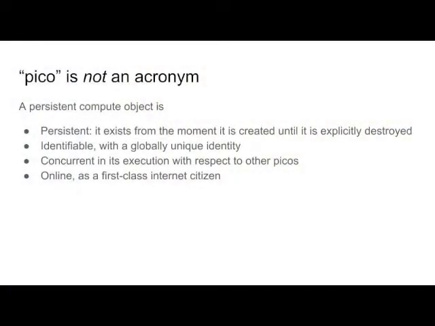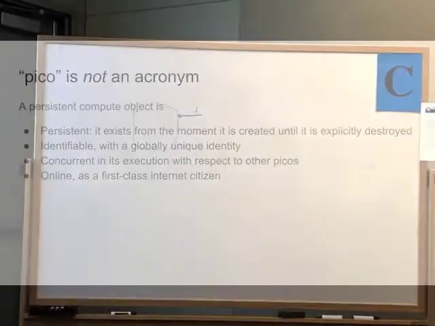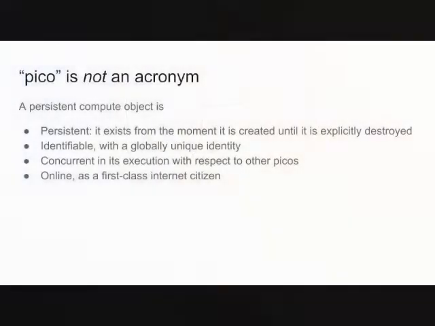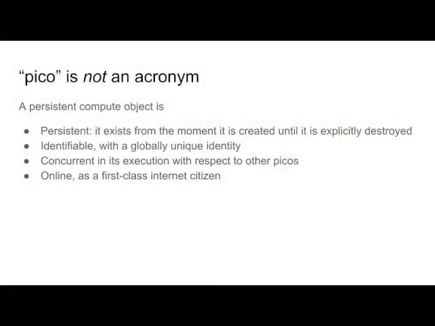The word pico is not an acronym, but it's fun to think of it as an acrostic. P is for persistent. A pico persists. I is for identifiable. A pico has a globally unique ID. We'll represent this by an arrow pointing to the pico. C is for concurrent. Execution in one pico proceeds at the same time as in other picos. O is for online. A pico is a first-class internet citizen with many URLs.